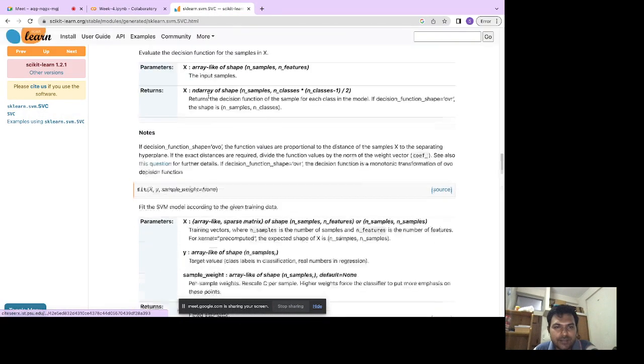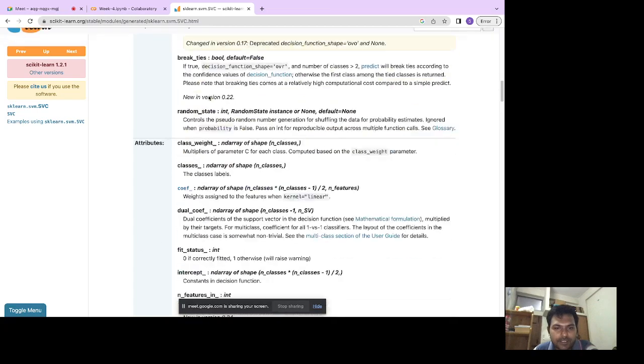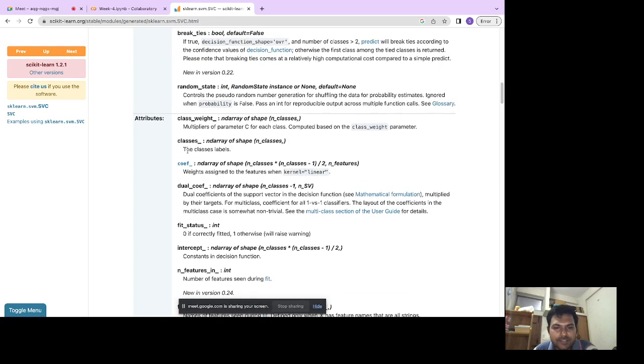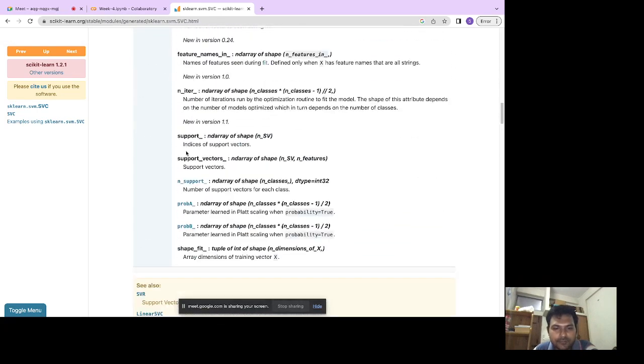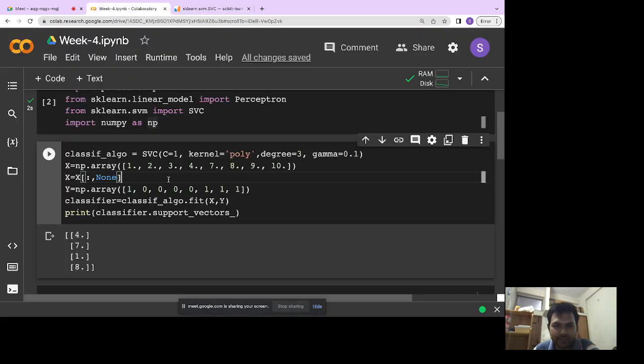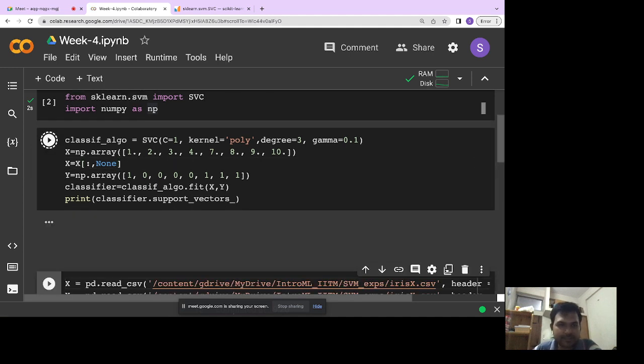So if you see here in the attributes, there is something known as support_vectors. This will return the support vectors that have been computed by SVM for your particular data set. So the support vectors which are used will be returned by this particular attribute. So that is what you will be doing here. So let's run this and see what happens.